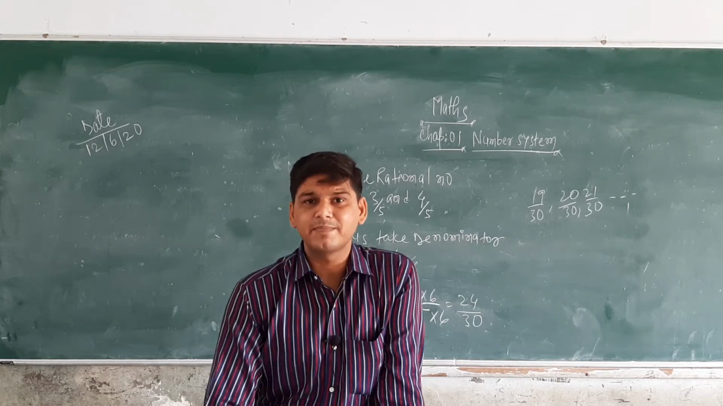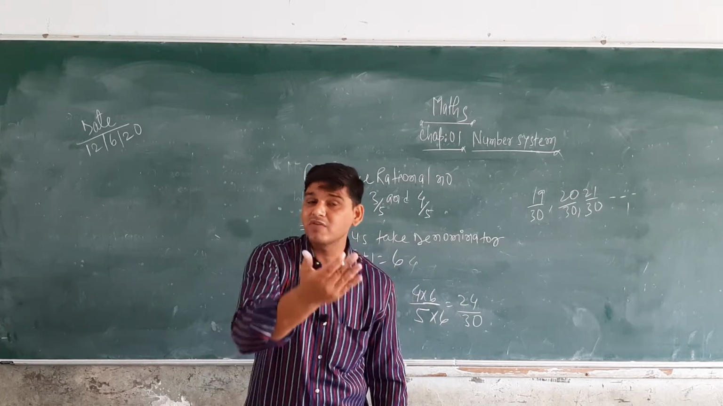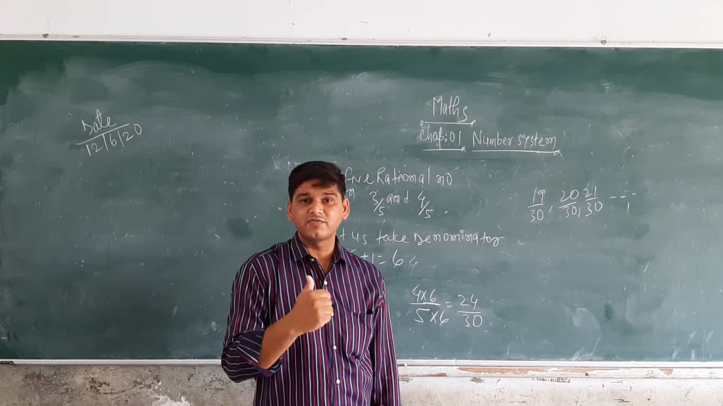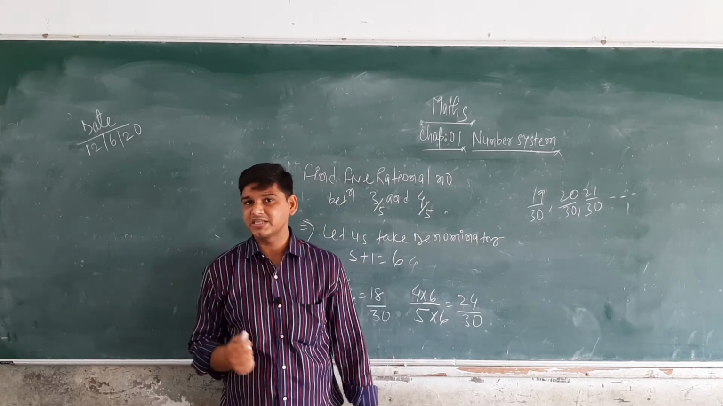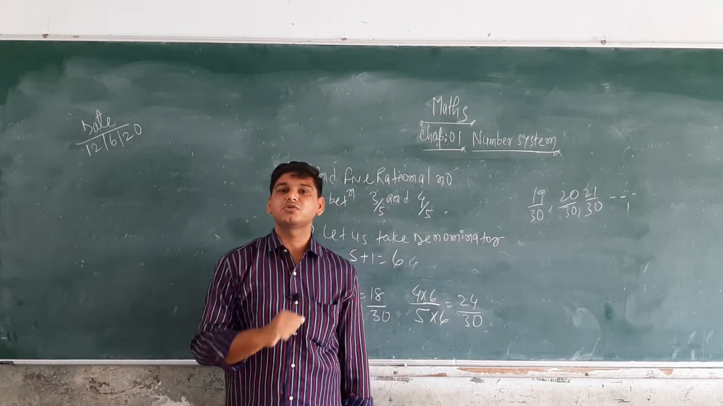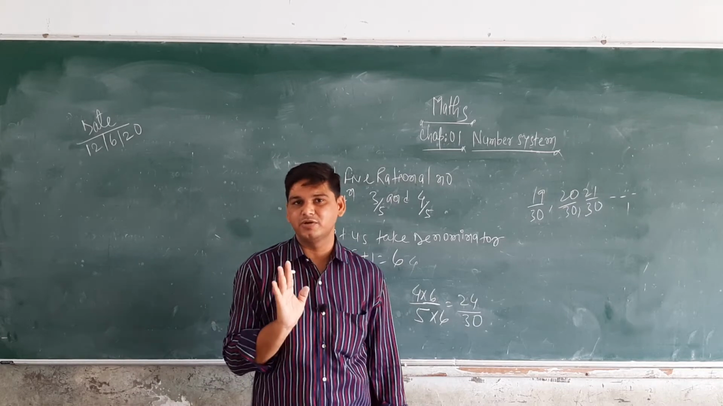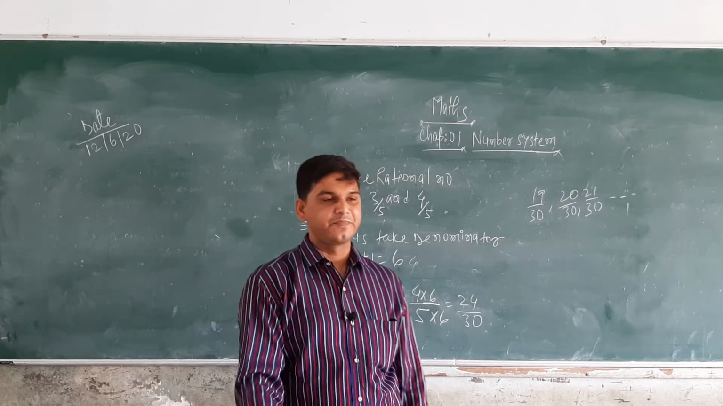Another question: is every rational number a whole number? No, because a rational number is always in the form of a numerator and denominator, like 1 by 2, 3 by 4, 6 by 8. It is a part of the rational numbers, but it cannot be included in the whole numbers, because whole numbers only contain 0 and positive values. There is no numerator and denominator. So a rational number is not necessarily a whole number.